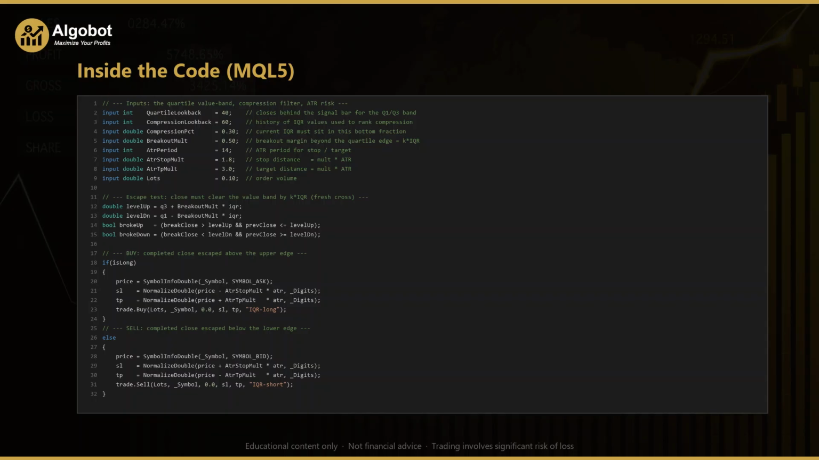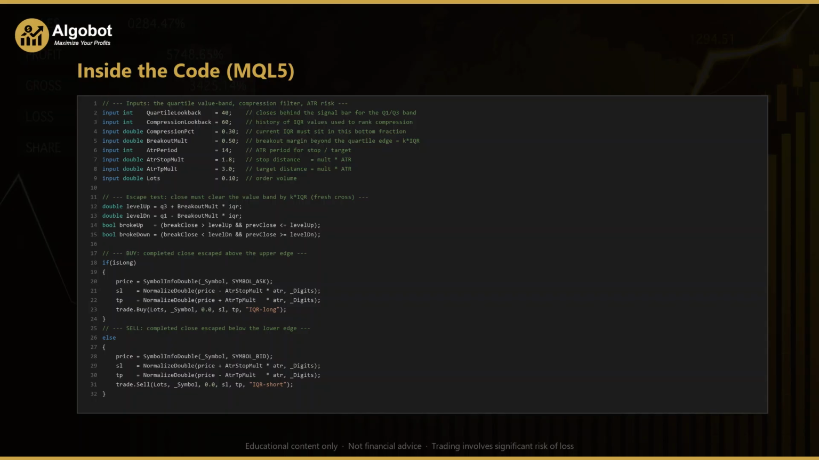In the long branch, the code reads the ask price, sets the stop loss below it at the ATR stop multiplier times the average true range, sets the take profit above it at the ATR take profit multiplier times the range, and calls trade.buy with those levels and the IQR long comment.